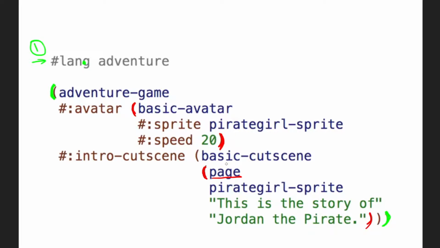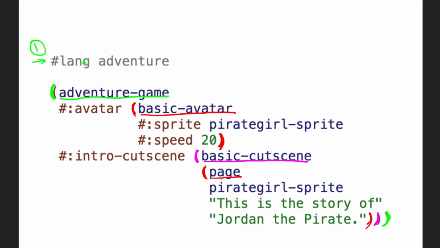It's also inside of another chunk, one that starts with basic cutscene, which I'll highlight in purple. So basic cutscene, that's got a chunk right there, and it encompasses the chunk that says page. So there's this larger one on the outside that starts with adventure game, and then there are the other ones on the inside that I've highlighted already, like basic avatar.